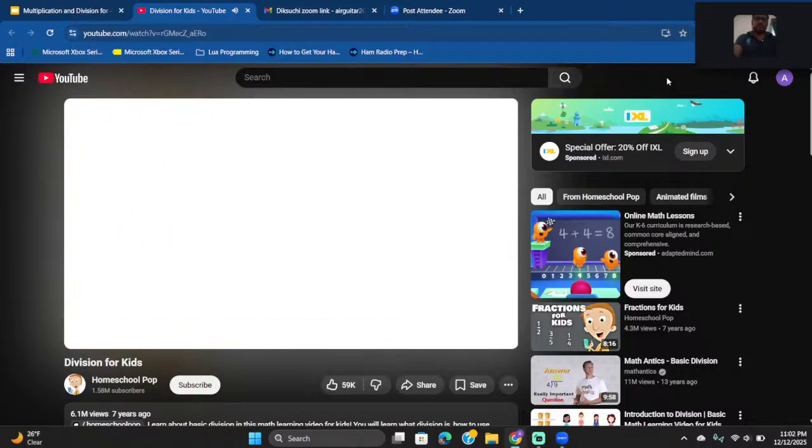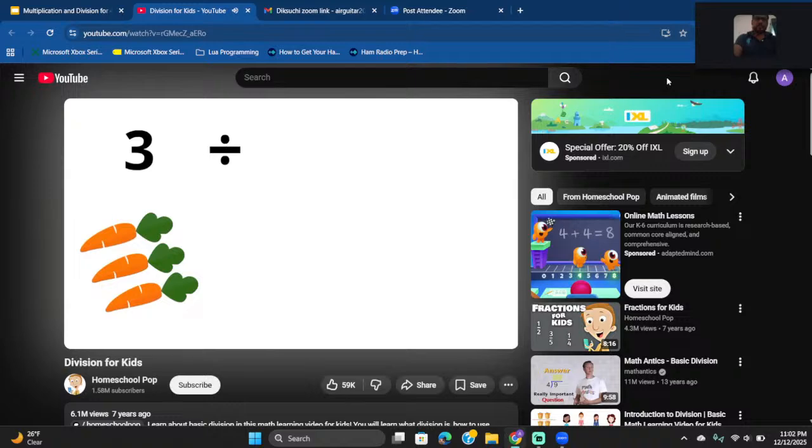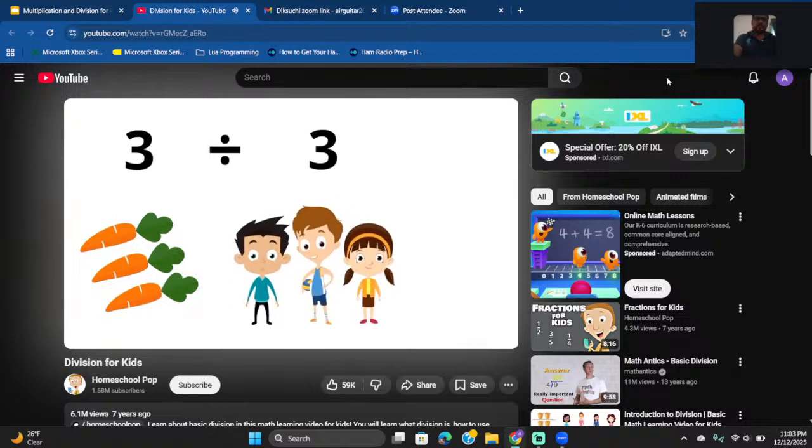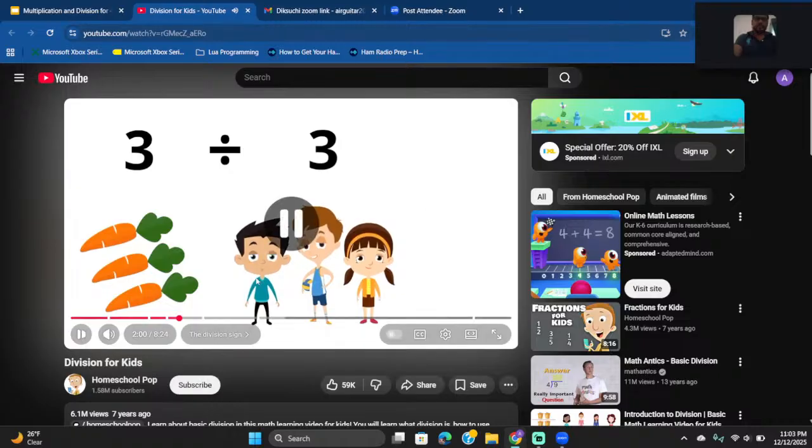Let's look at our story again. There were 3 carrots, and we divided those 3 carrots by 3 because there are 3 people, right? The 3 kids that love carrots. And this is what I was talking about in our example before. You have 3 divided by 3. Oh, and also this is another symbol for division. A dot, a line, and then a dot.